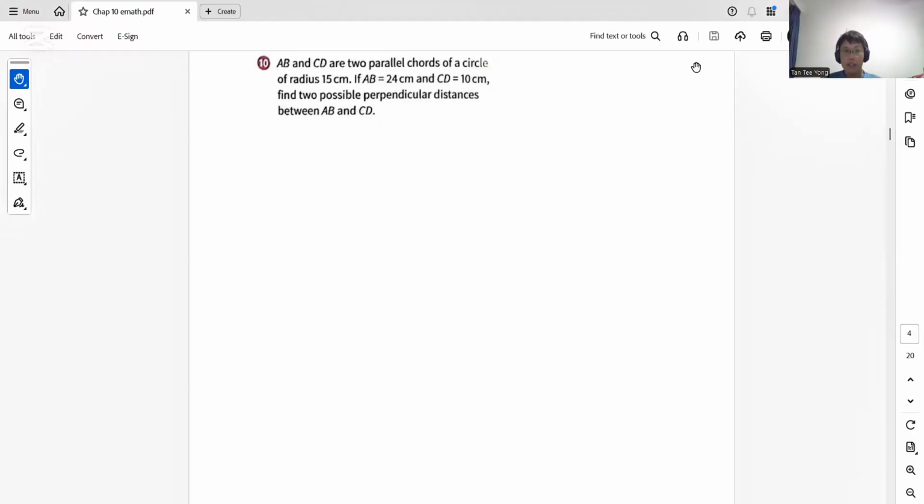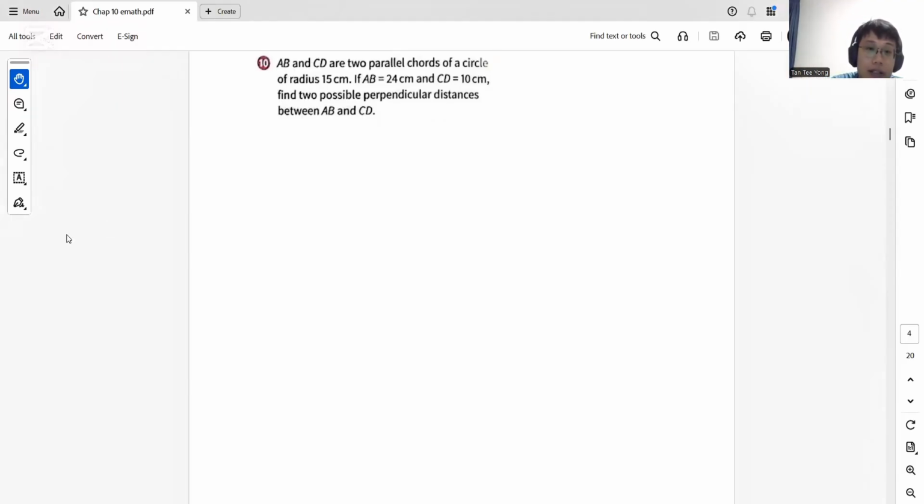Okay, let's take a look at question 10. This is the last question that I'm going to cover for exercise 10.1. All right, so quite an interesting question because there are two possible answers, right? So AB and CD are two parallel chords of a circle of radius 15 cm. Okay, so there's no diagram given, so let's draw our own diagram lah.